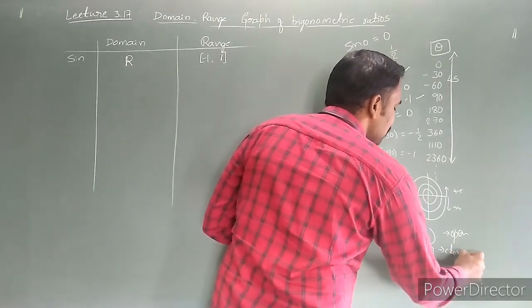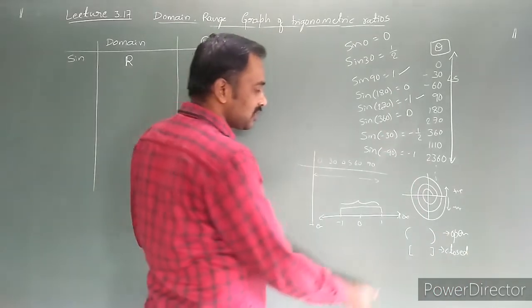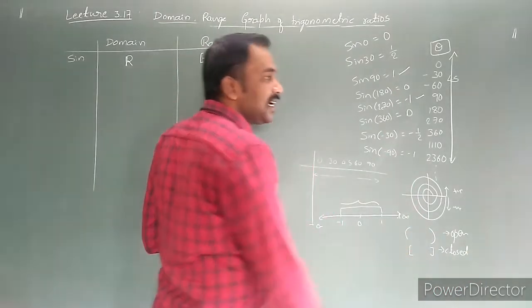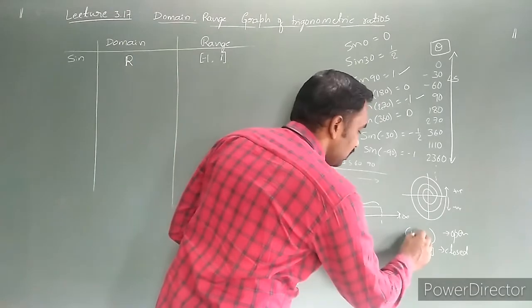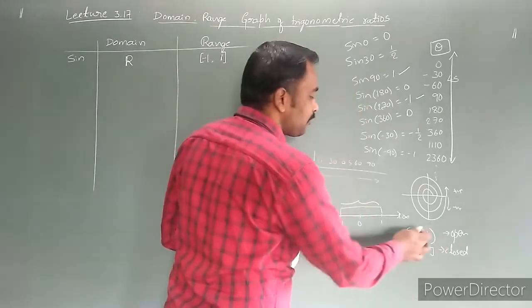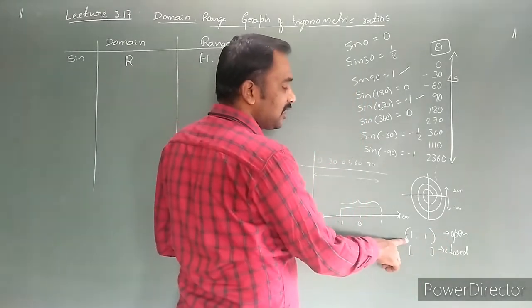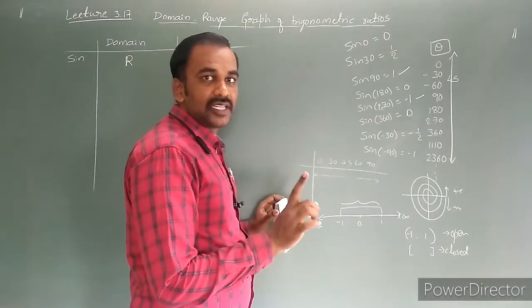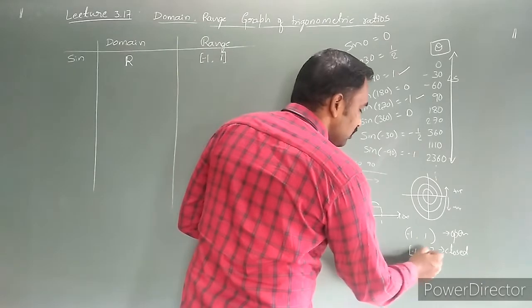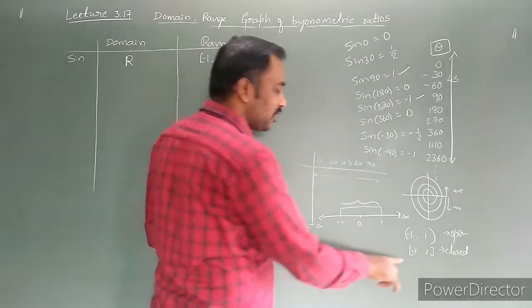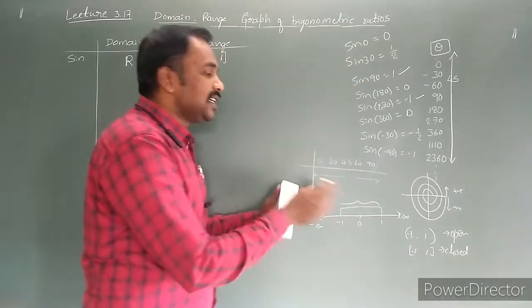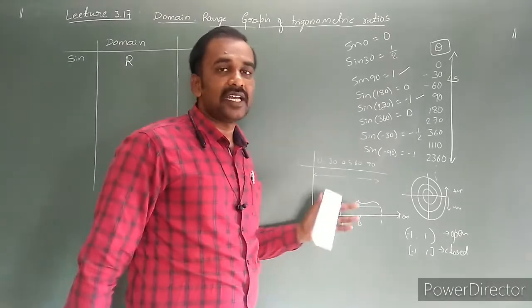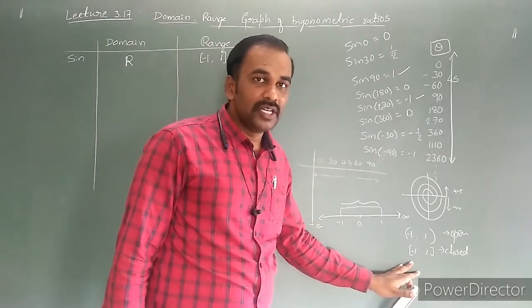What is the difference between the open interval and the closed interval? In an open interval, end points are not included. For example, -1 comma 1: -1 is not considered and +1 is not considered for the calculation. Closed interval means end points are included, -1 and +1. In between, whatever real numbers are there, all those values we have to consider.